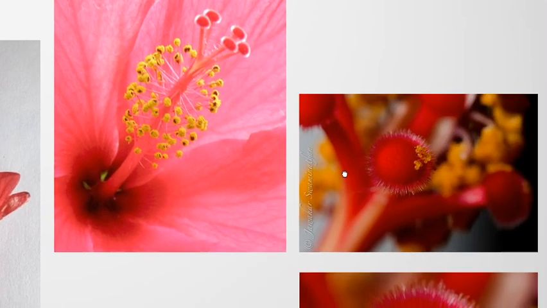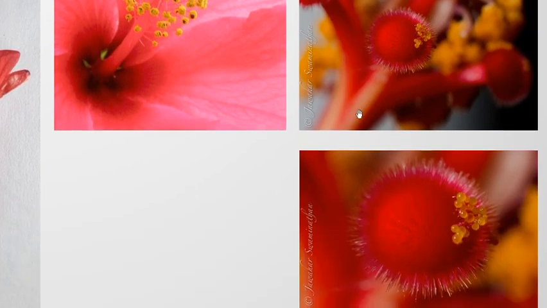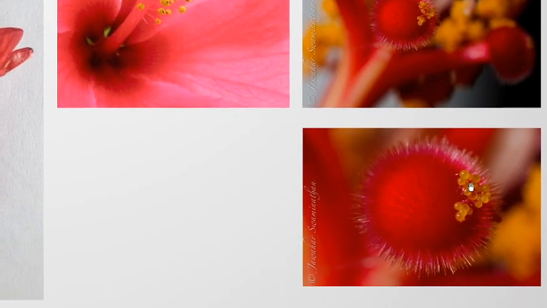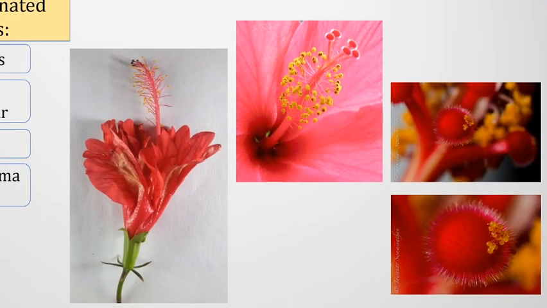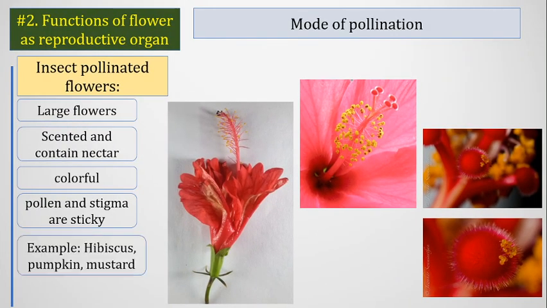So we see that the stigma of hibiscus is sticky and thorny, so that when small pollen grains fall on the stigma, they are attached together by the spikes, so they cannot be released from them and cannot leak from the surface of the stigma. So they are the usual features of insect pollinated flowers. And also pumpkin and mustard are insect pollinated flowers.